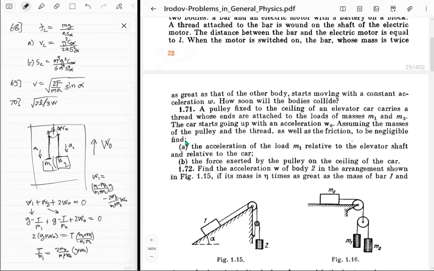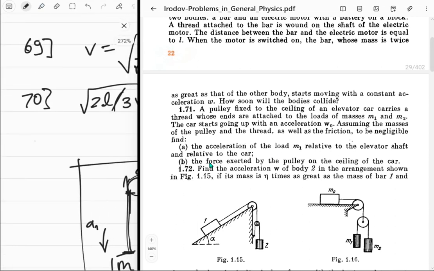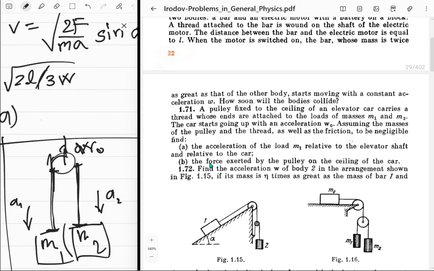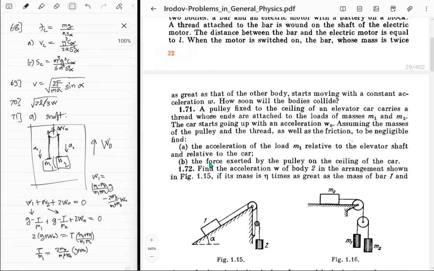Now, the acceleration of the load M1 relative to the elevator shaft and relative to the car. So what is the elevator shaft? It's the ground frame, of course. That's probably what it means. Because relative to the car is separate from it, it has to be the ground frame. So let's do A with respect to shaft. With respect to shaft, what's happening is, let's minimize all of this actually.